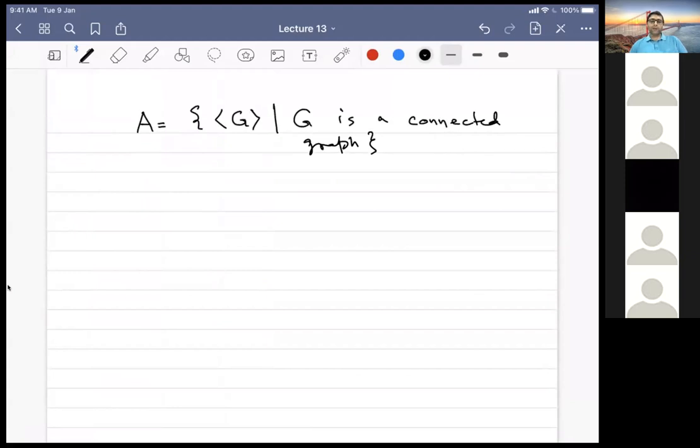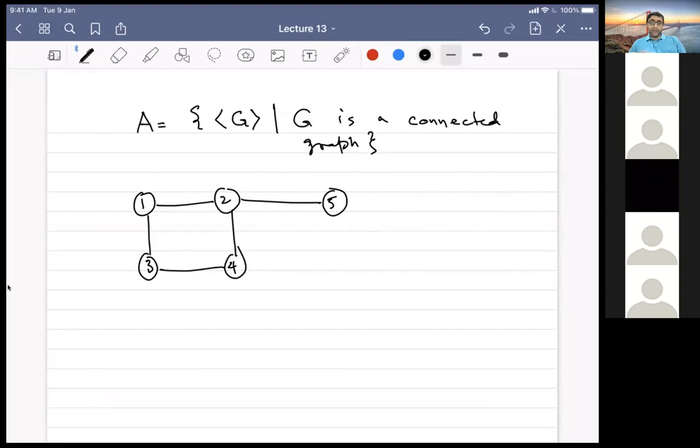And what is meant by encoding? So when I say that this is a graph that contains vertex 1 connected with vertex 2, and there's vertex 3 and vertex 4, and there's vertex 5, I can convert this graph into an encoding. And I think all of you have done some form of encoding. At least two encodings everyone knows.